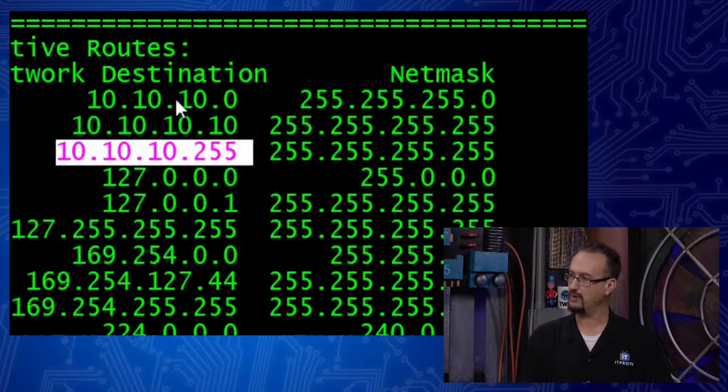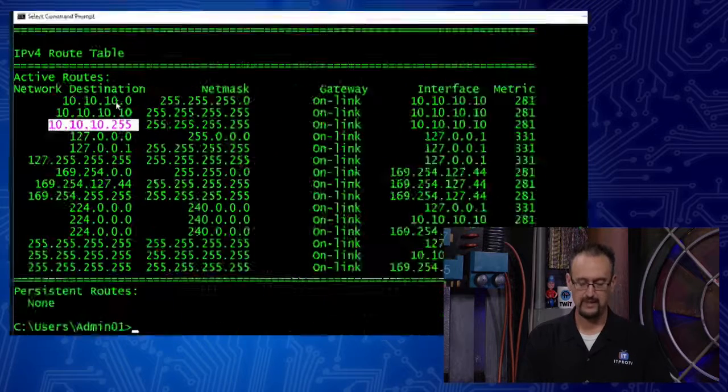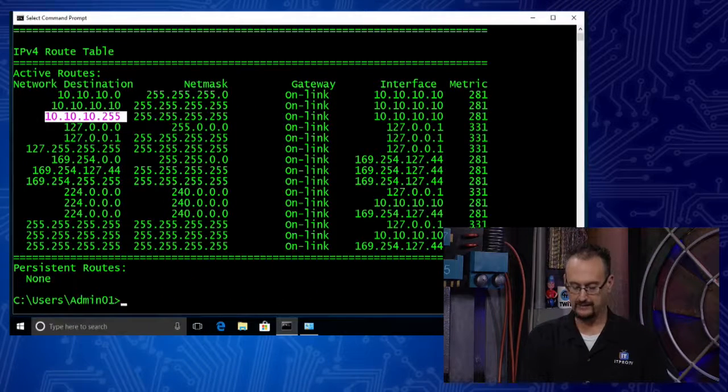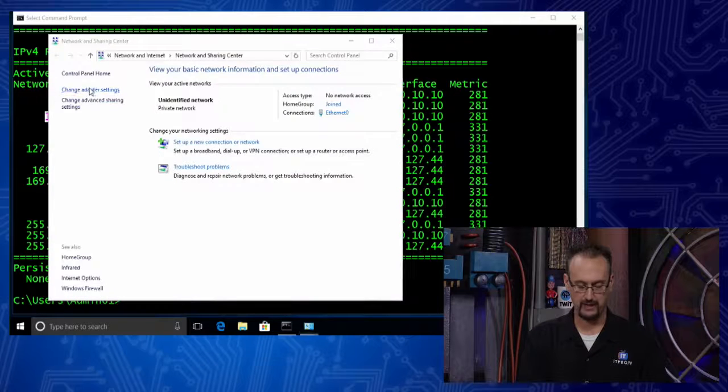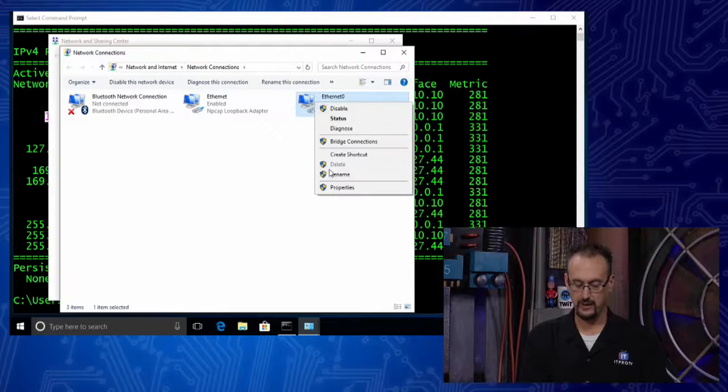Notice that the default route goes away. That's because I said, you know what, I don't want to have a default gateway. So no default gateway, no default route.